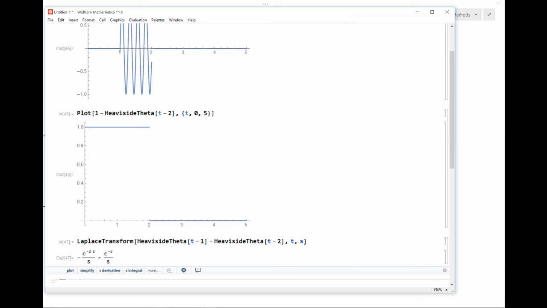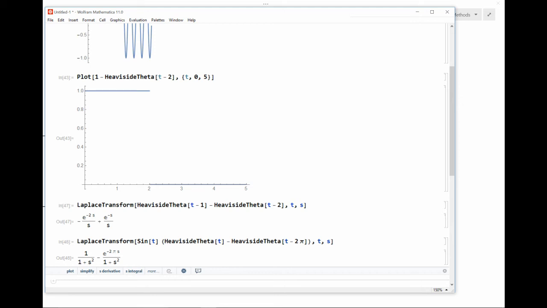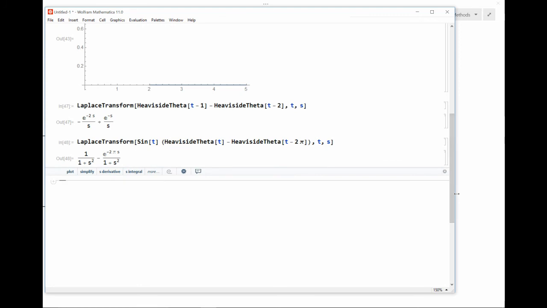Alright, let's look at the second function that we did. So we did sine of t, but we did Heaviside of t minus Heaviside theta at t minus 2 pi. And here I'm typing escape, p, escape, and that gives me a pi. That's in terms of t, and we want the result in terms of s. And that's exactly the result that we produced earlier. It looks a little bit different, but mathematically it's exactly equivalent to the expression we produced earlier.